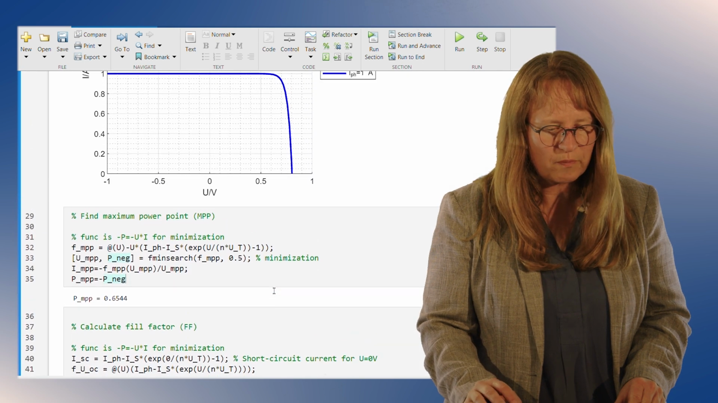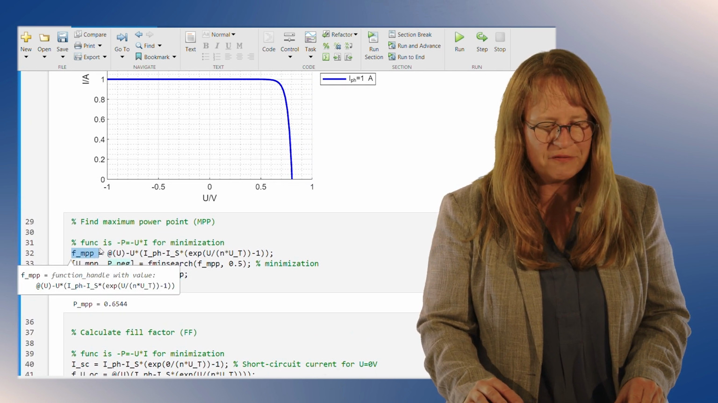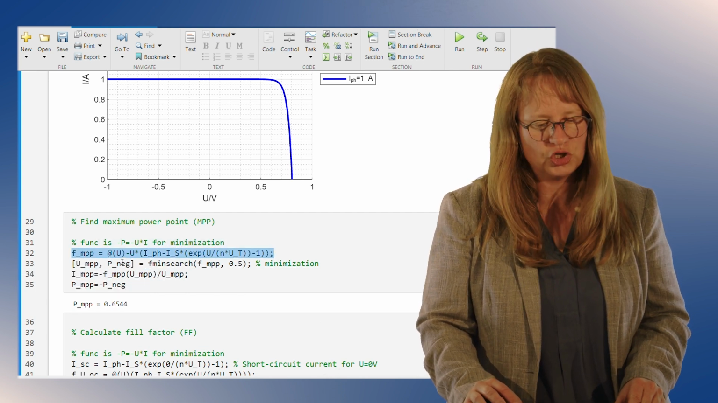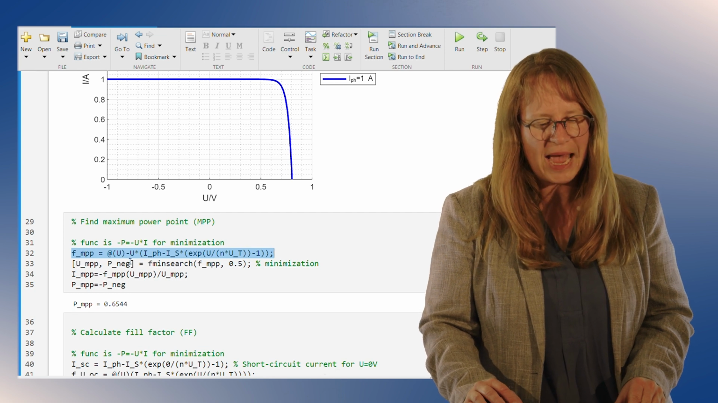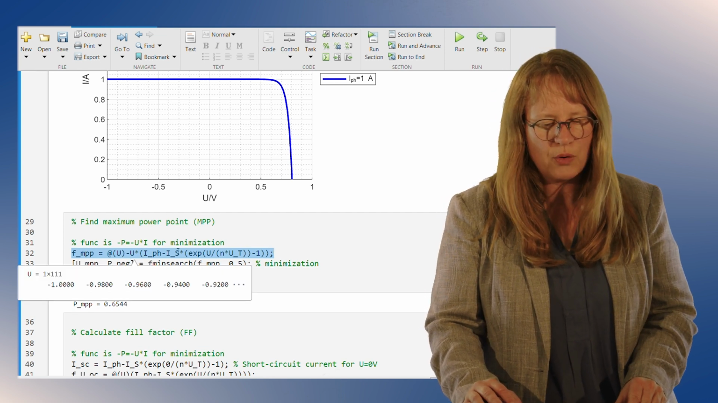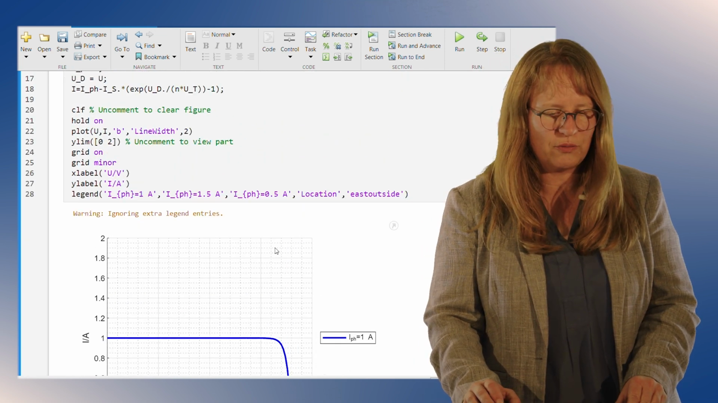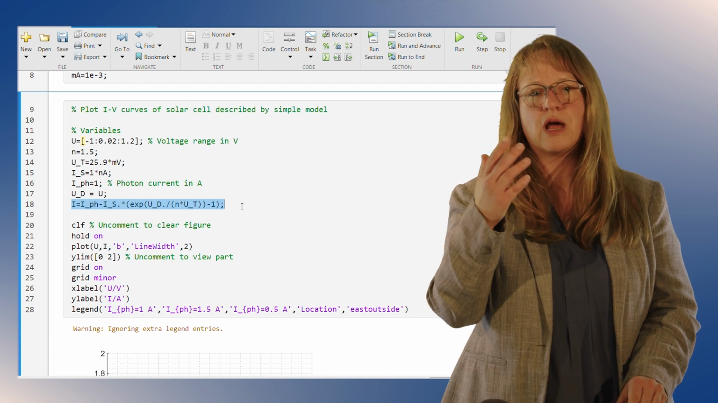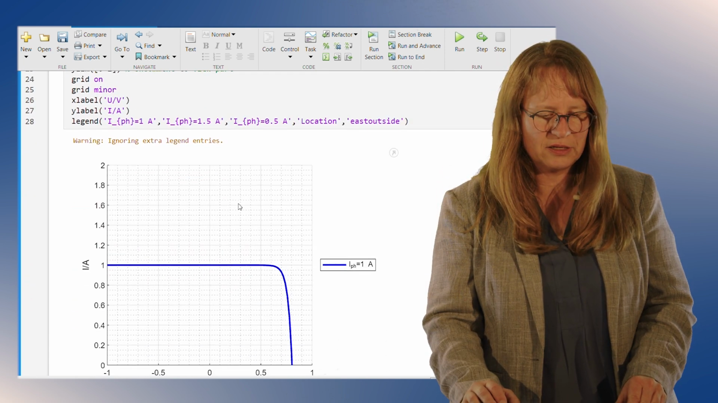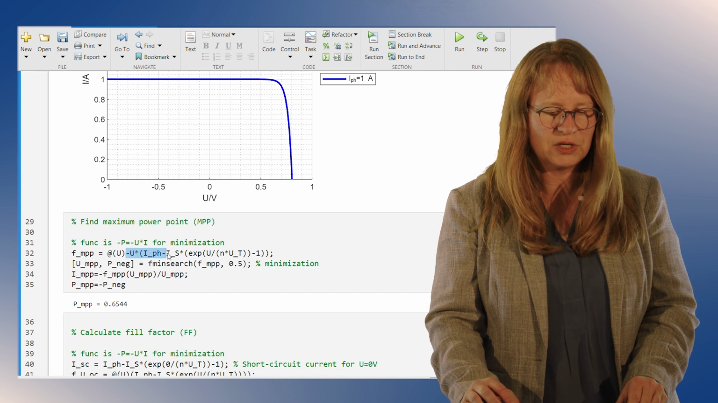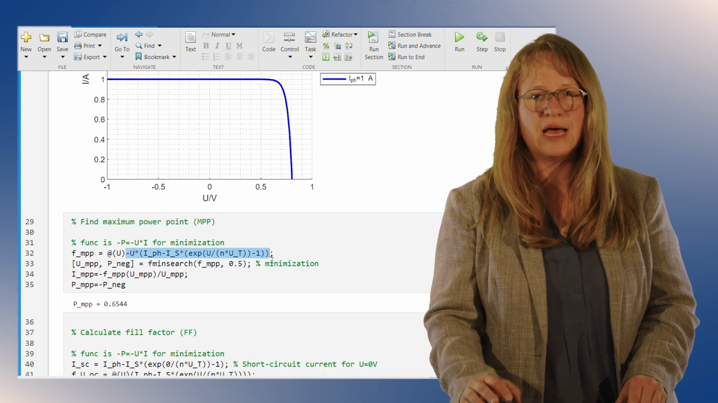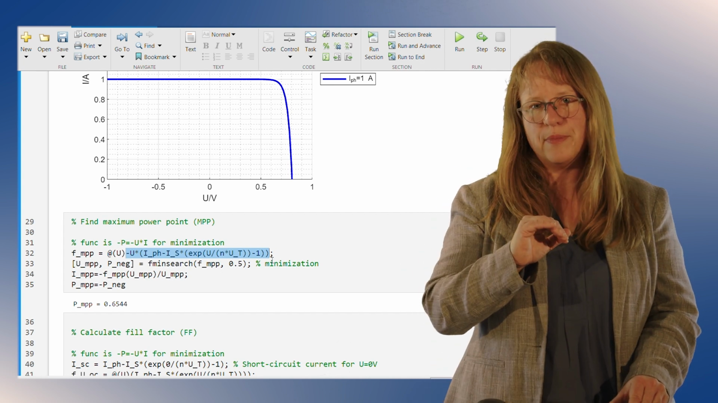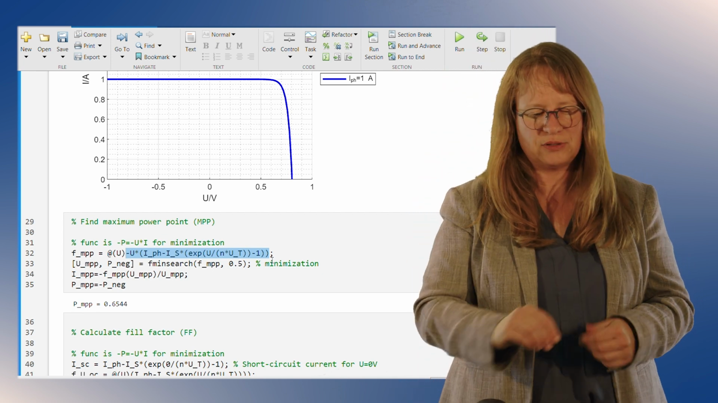So I define this function MPP for calculating the maximum power point that has as a variable the voltage U, and then I just put it as minus U times the current that we have defined already up here. The current is given by I photon, the photocurrent, minus the diode current, and this is multiplied with the minus U. Minus U times I is the negative of the power, and this function I want to minimize, because then U times I is maximized.